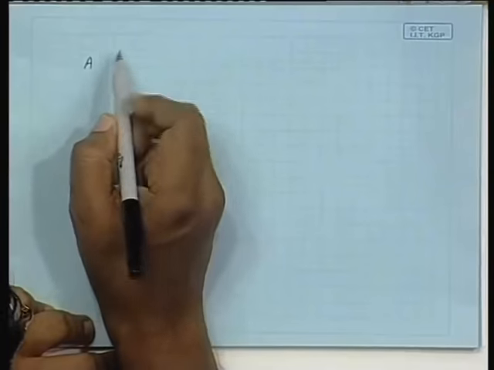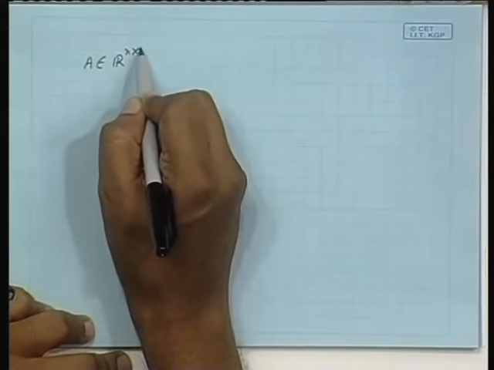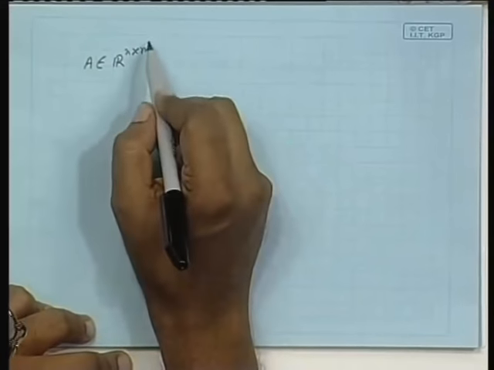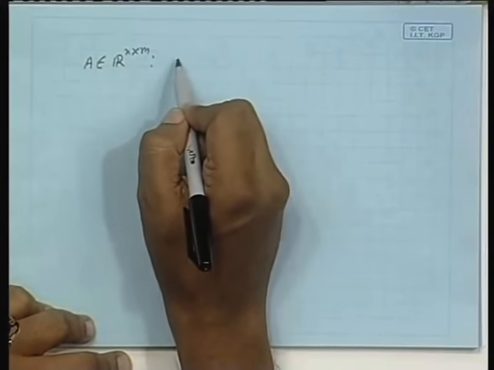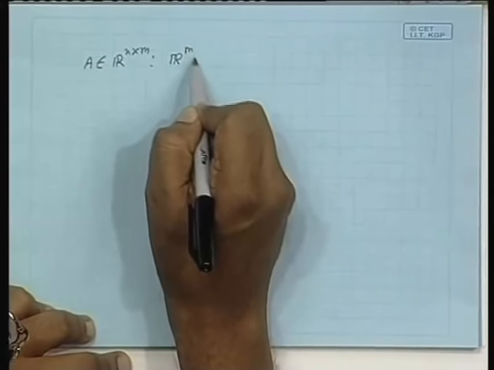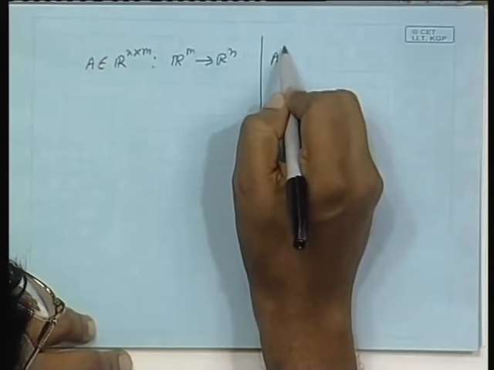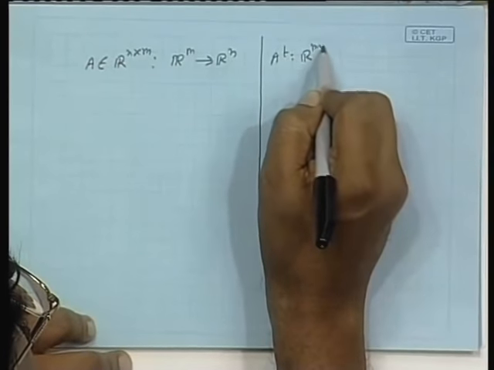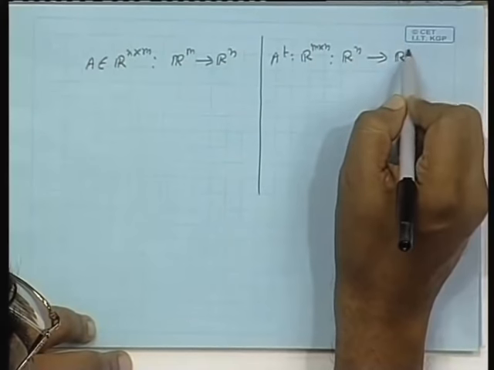We now come closer to the SVD. We now take the case of matrices. That is, we take a matrix A of size n cross m, which takes vectors of length m, multiplies them, and gives a vector of length n. That means it is mapping R^m to R^n. On the right side, I take the case A transpose, which is R^(m cross n). By the same token, it takes R^n and maps to R^m.